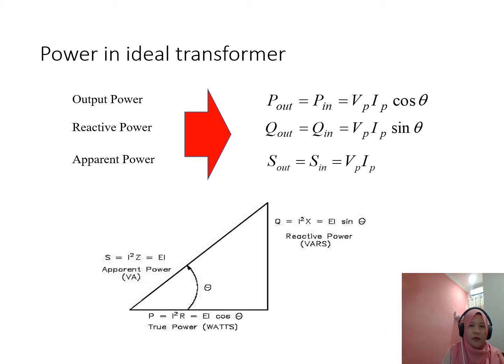To calculate power in an ideal transformer, we can use the power triangle to obtain the active power, reactive power, and apparent power. So this is the active power, this is the reactive power, and this part is the apparent power. The power factor can be obtained here, where the power factor is equal to cos theta.